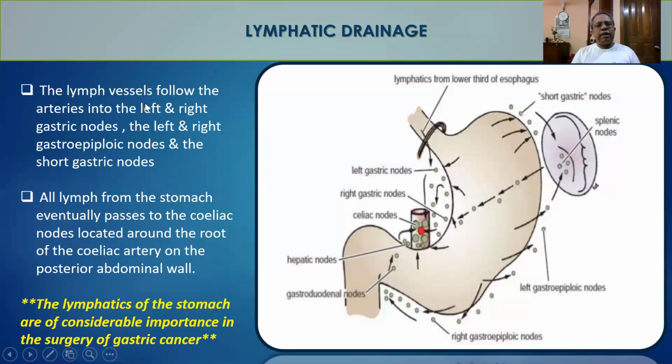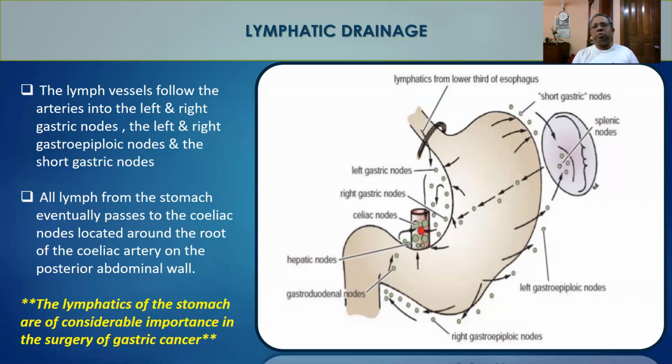So the lymph vessels follow the arteries. It is a very important thing that the lymphatics run along the arterial branches always. The main draining lymph nodes lie at the root of the vessel, the root of the artery. That means the stomach is supplied by the celiac trunk, so all the lymphatics ultimately drain into the root of the celiac trunk.